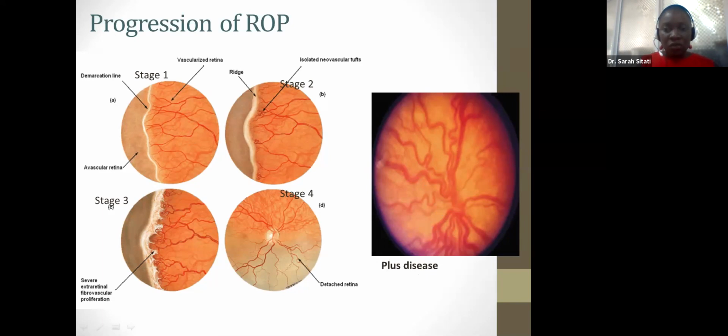So plus disease is also a serious thing, because you might have plus disease with no ridge, as we have seen from these other stages. But plus disease in itself is an indication for treatment, because when we leave it like that, it can progress just from plus disease to retinal detachment within a few days. We have a term for that. It's called aggressive posterior retinopathy of prematurity, or APROP as the abbreviation.